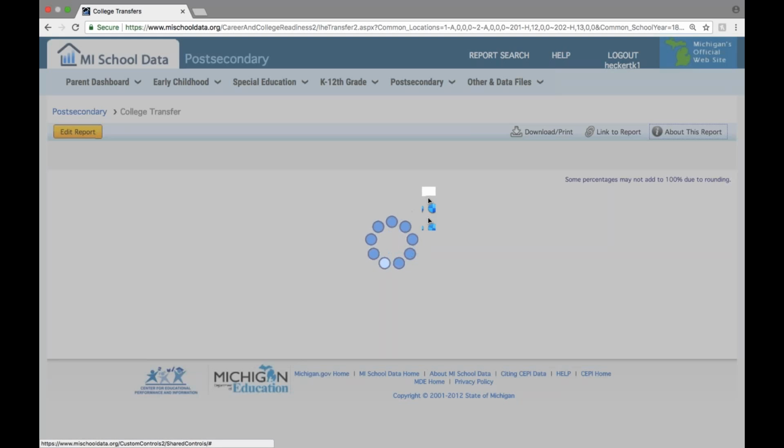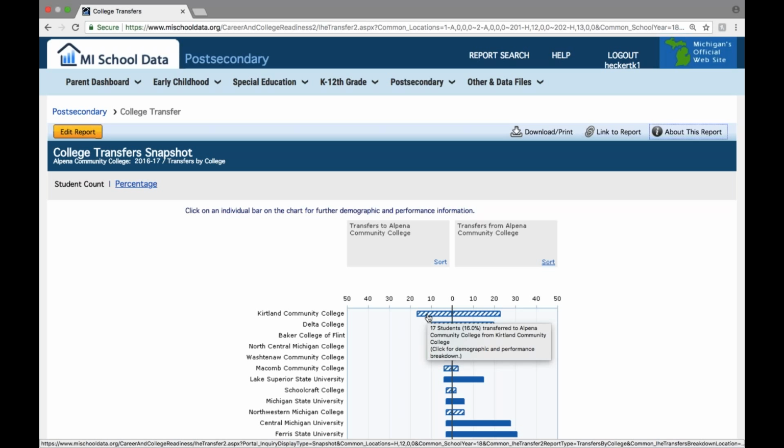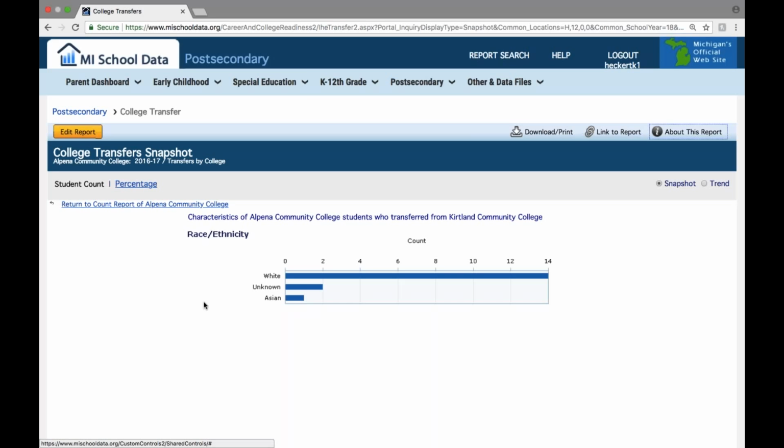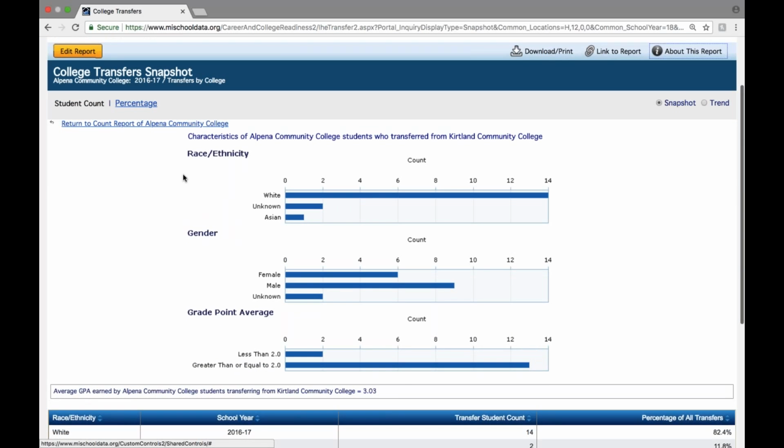So I'm going to sort back on the students who are coming to Alpena Community College. And right here it says, click on an individual bar on the chart for further demographic and performance information. So I can drill into this report for more information that really just describes these 17 students. Before I click on this, these are my Kirtland Community College kids who are transferring to Alpena. So let's learn more about them.